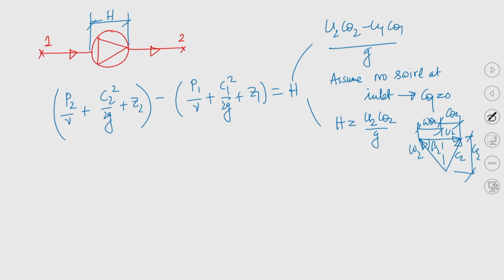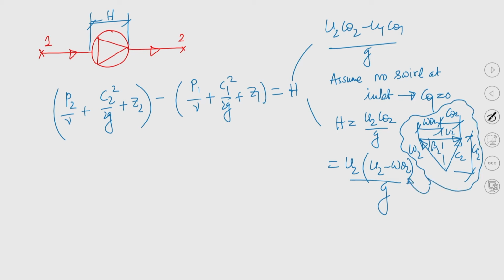Okay. So, you can write U2 into what is C theta 2? U2 minus W theta 2 by g. So, from this velocity triangle we can write this. Okay.